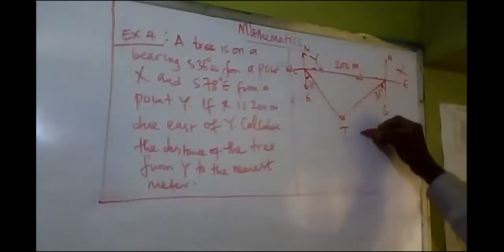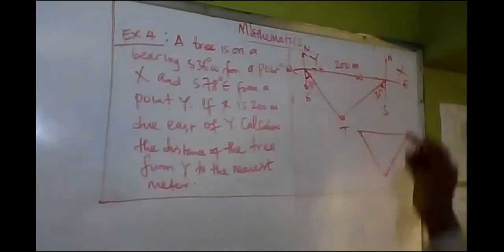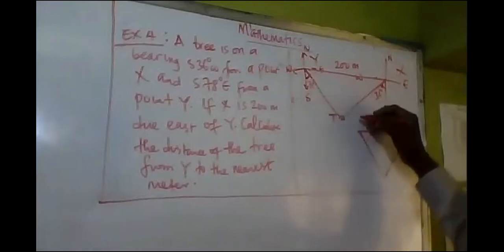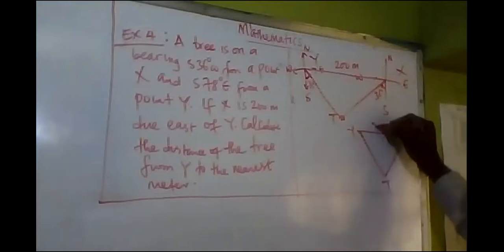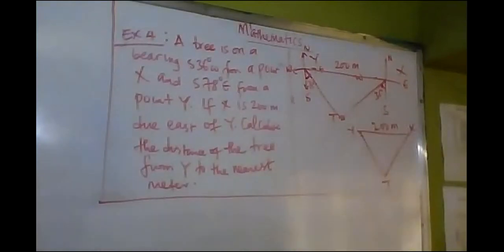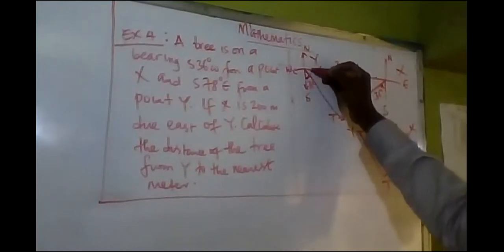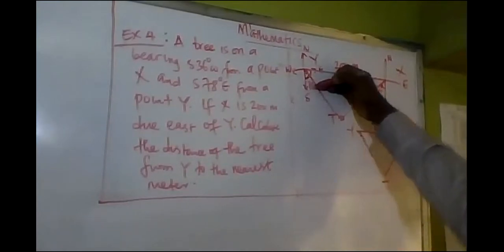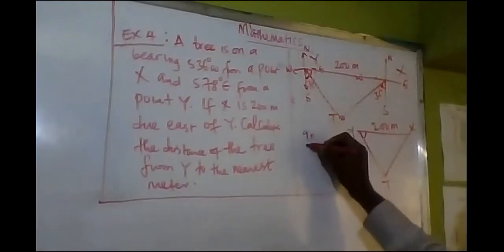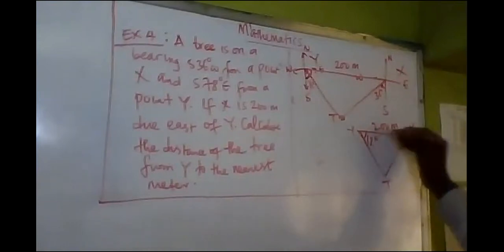You know what you should do? After you've interpreted the question, draw another triangle. Then you bring out everything you've interpreted. This is Y. This is X. This is T. This is 200 meters. If this place is 78, and we know that everything here is supposed to be 90, then 90 minus 78 will give us 12. So this place is 12 degrees.